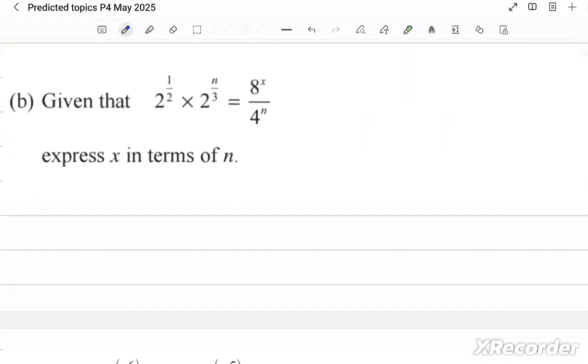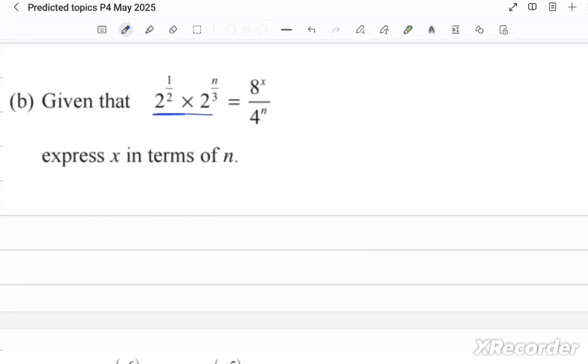Given that 2 to the power of 1/2 times 2 to the power of n over 3 equals 8 to the power of x divided by 4 to the power of n. Express x in terms of n. Let's do the same idea as we mentioned before. Let's try to make the base the same, on the left side and the right side.